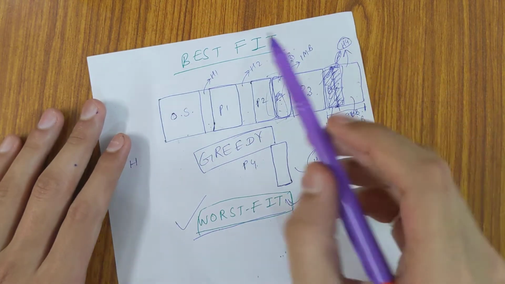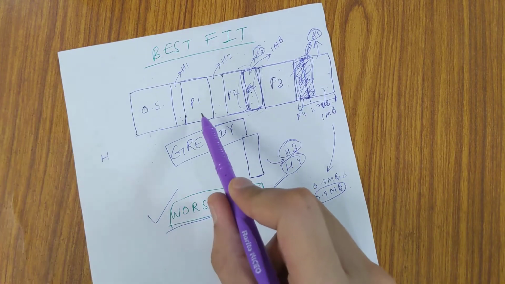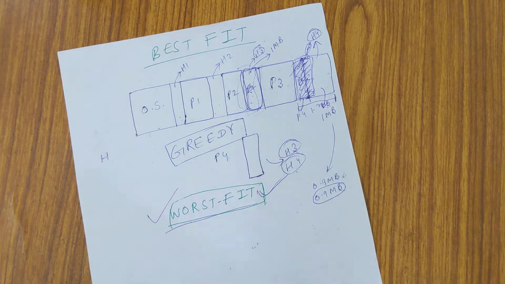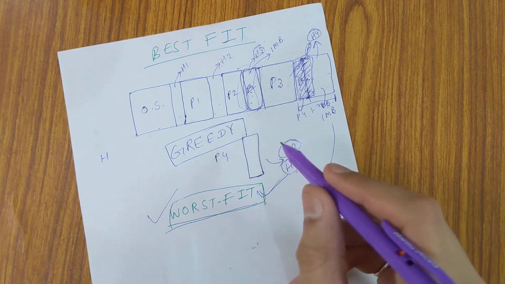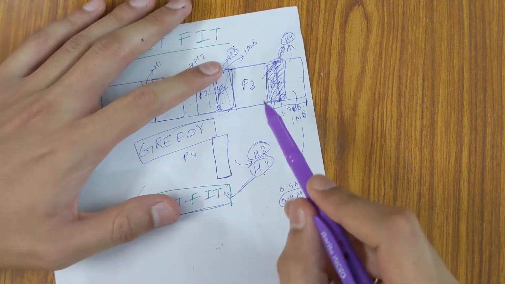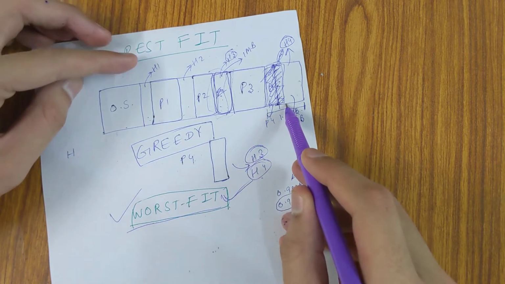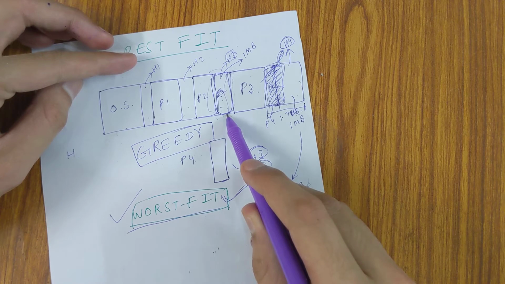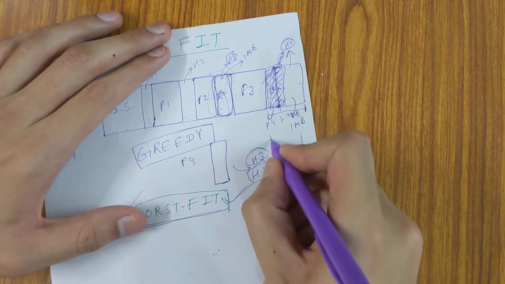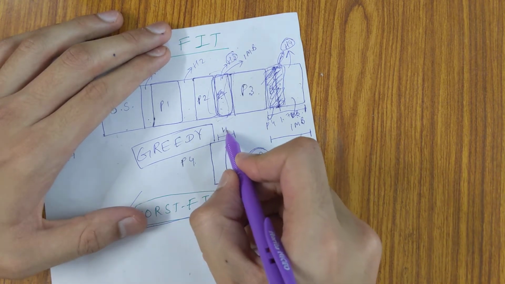We have already seen the best fit memory allocation algorithm, in which if we have holes H1, H2, H3 and H4 lying between the processes P1, P2, P3, and a process P4 comes which cannot be accommodated in H1 and H2 but can be accommodated in H3 and H4, then if H3 is smaller than H4, we will accommodate our P4 in H4, because H4 is this big and H3 is this big. This is H3, this is H4.